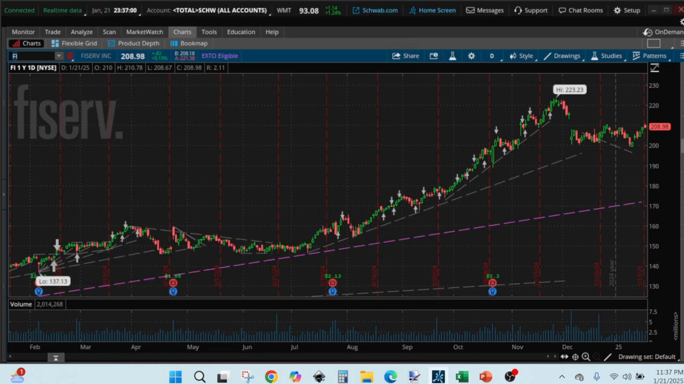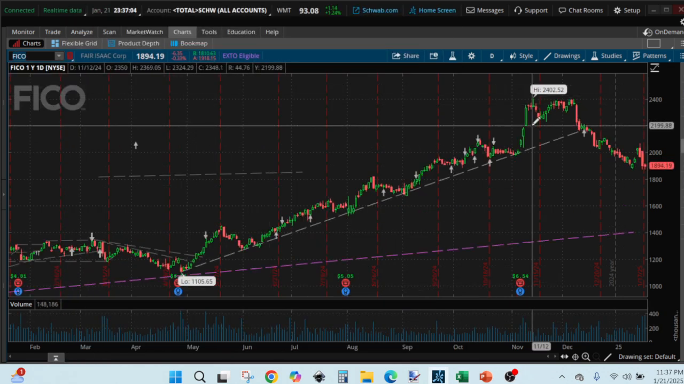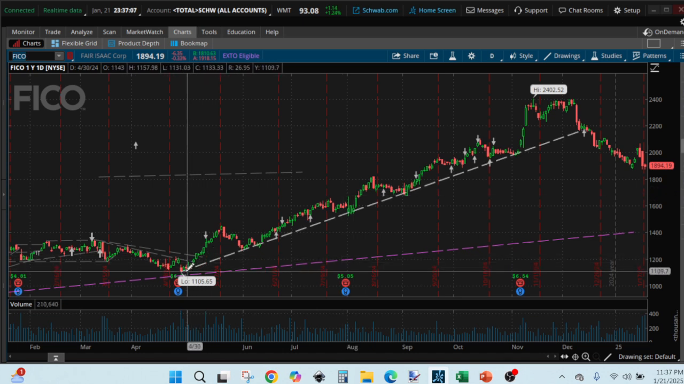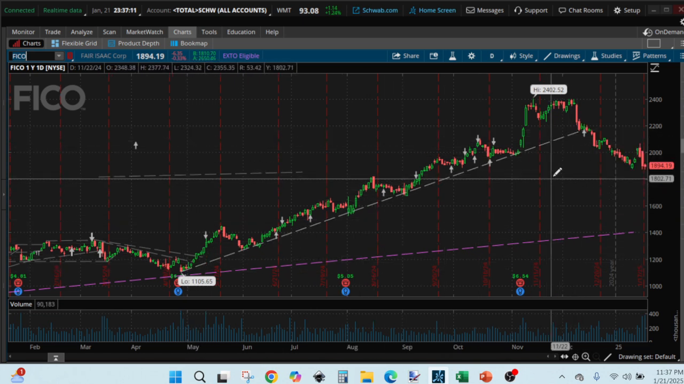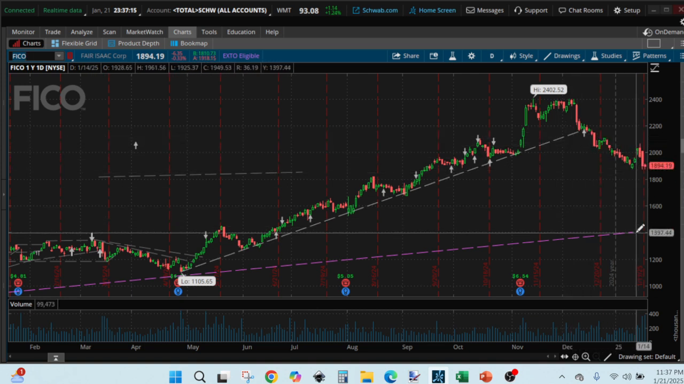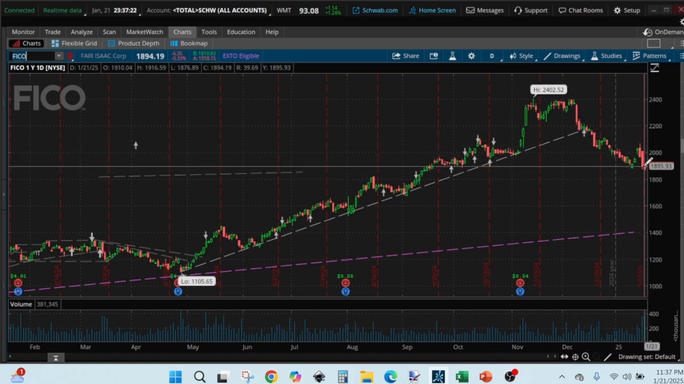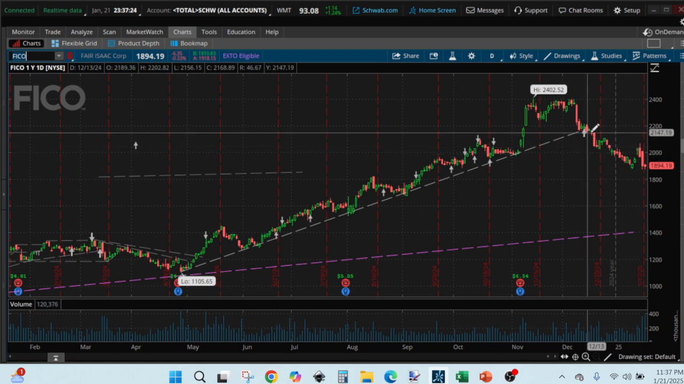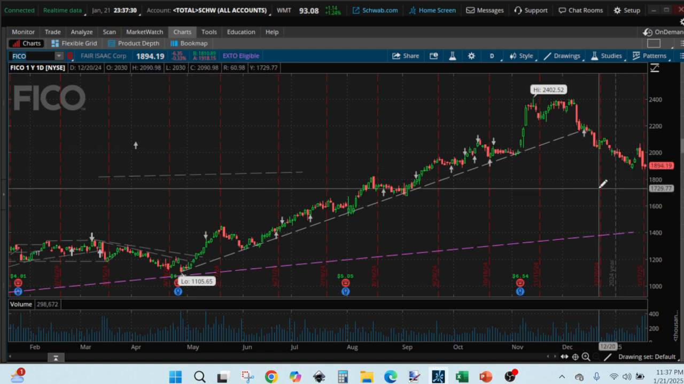The next one is FICO. And FICO, this is a May uptrend line. We bought it, and that trend line ended and it pulled back. So we don't know if it's coming down to this trend line or not. Today the price went down as well, but it seems to be creating lower lows or lower highs, depending on which way you want to view it.